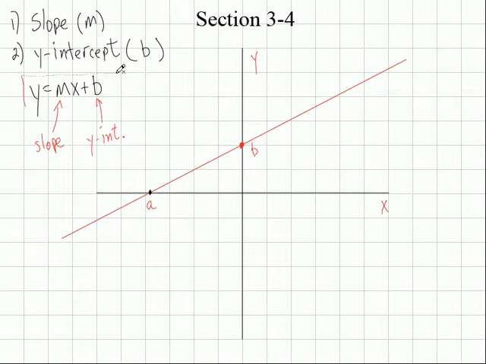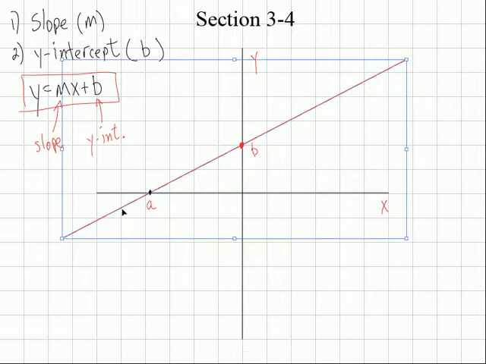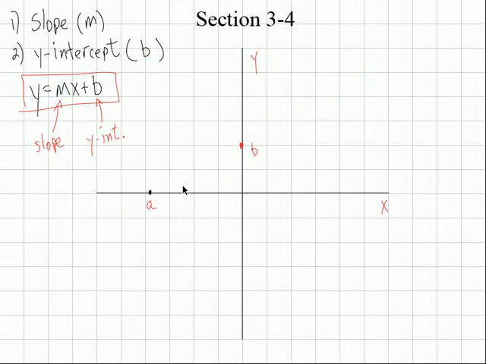Right here, y equals mx plus b. M represents the slope, and the b represents the y-intercept. The x and the y just stay x and y. So for instance, let's get rid of this line. Let's get rid of that. Let's get rid of this.